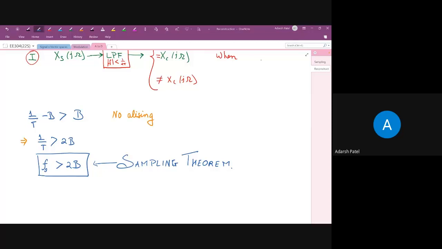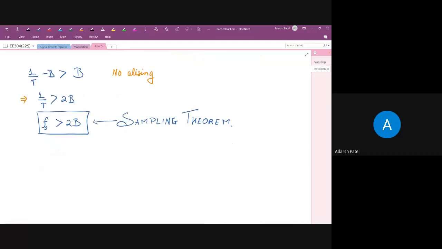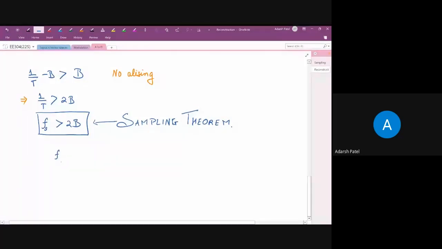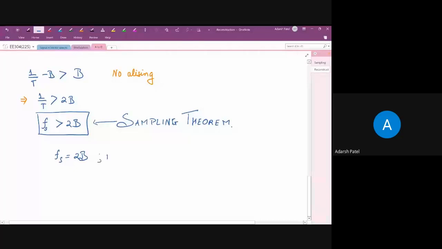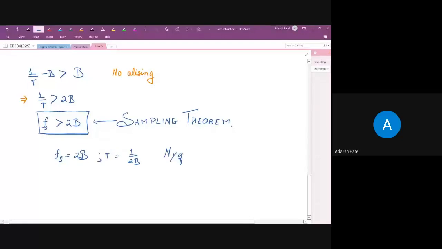The other part is, what is the Nyquist rate or interval? The Nyquist rate or interval is nothing but Fs equal to 2B, or T equal to 1 upon 2B. This we have already studied. I am not going to go over it again.